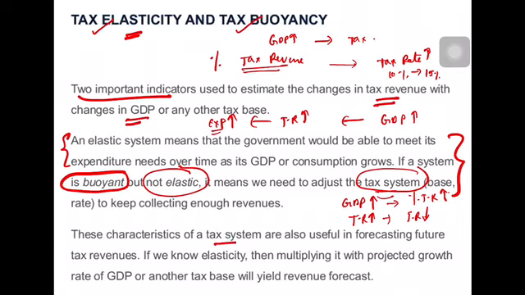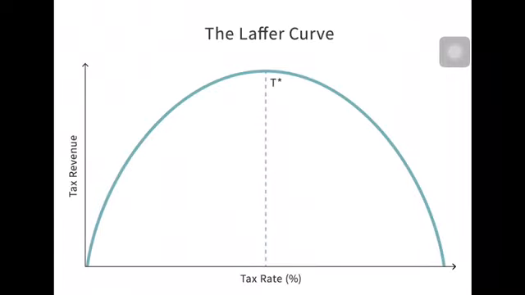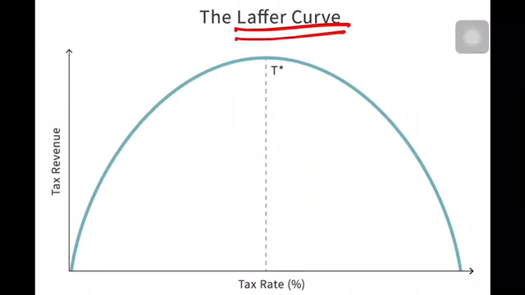So these are the characteristics of the taxation system, which is used in forecasting future revenues and how much the government is able to collect in 2021. Depending on tax buoyancy and tax elasticity only, we come to such estimates in any economy, especially in the Indian economy. To explain this, there is one more thing that is called the Laffer curve. Actually, tax elasticity and the Laffer curve are the same. This is only a graphical representation.